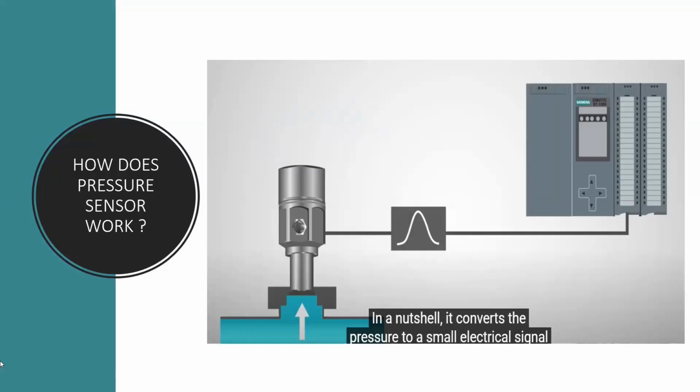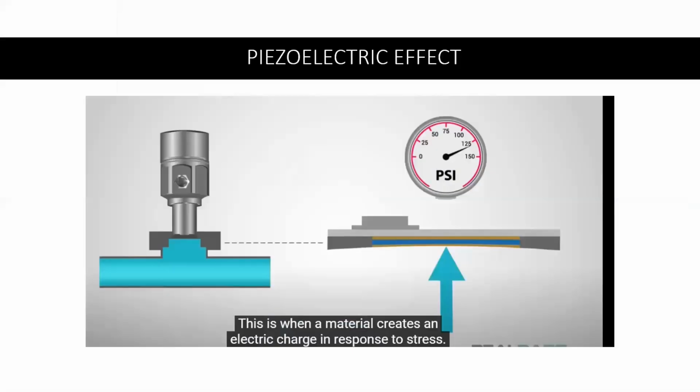And for this same purpose, it is also called a transmitter. And the two basic types of signal used during the transmission are 4 to 20 milliamps or 0 to 5 volts, depending. Most pressure sensors function using piezoelectric effects. And that takes us to the next slide.